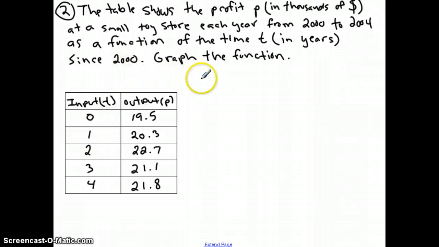All right, the second example here. The table shows the profit P in thousands of dollars at a small toy store each year from 2000 to 2004 as a function of the time in years since 2000. Graph the function. So we've got a table here. We want to create a graph to represent this information.